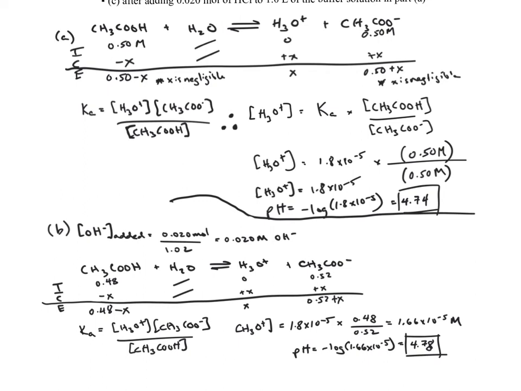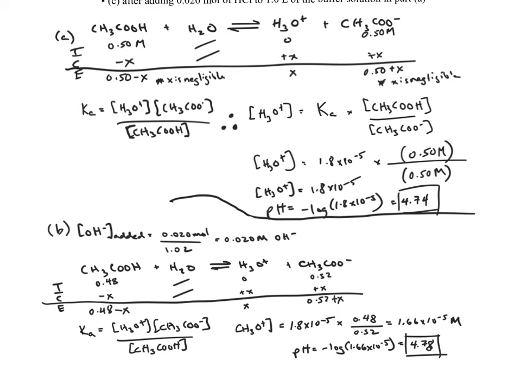I think your textbook says 4.77. It doesn't matter, right? It's close enough if that's what you came up with. But notice, adding base here didn't have a dramatic effect on the pH. They're pretty darn similar.